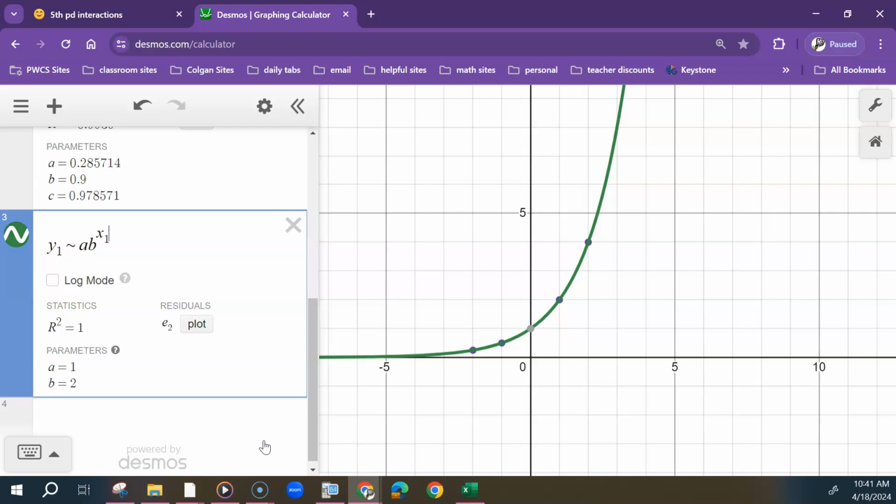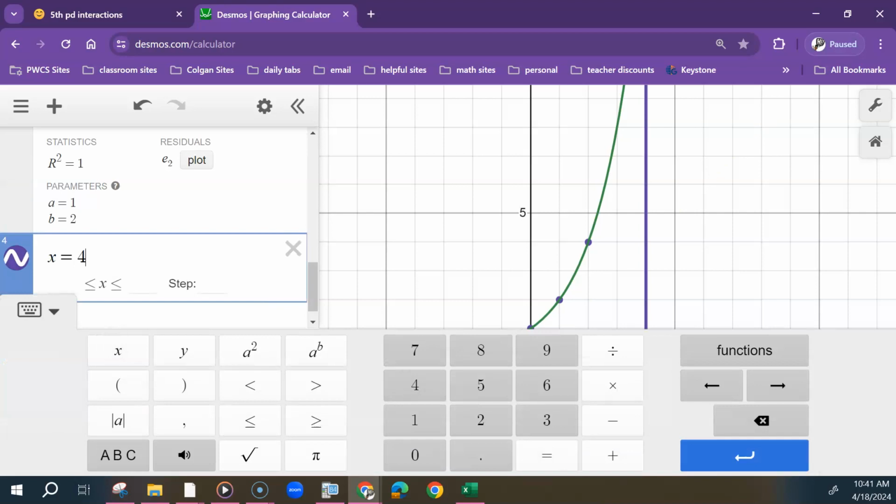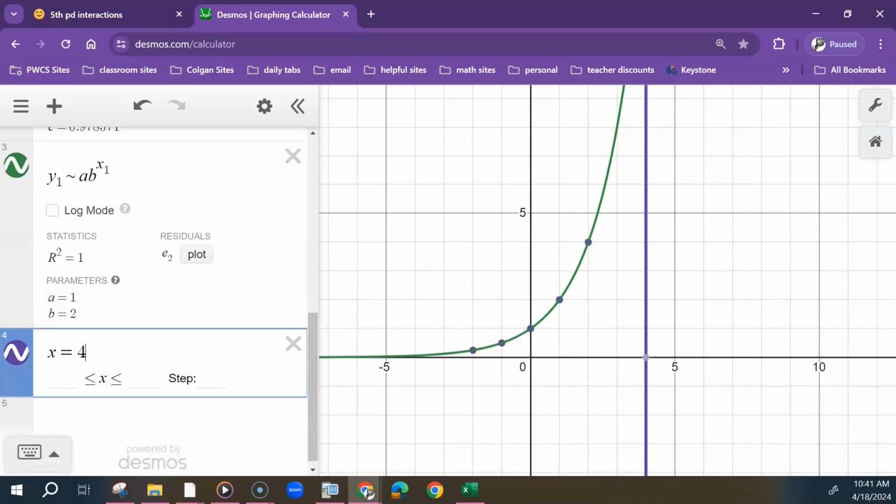To find 4 and negative 4, you could type in x equals 4 and x equals negative 4. Find where those 2 lines cross. You may have to zoom out. What would the y value when x is 4 be?